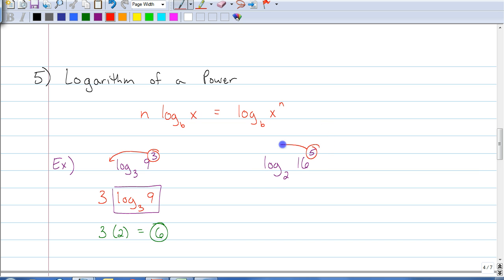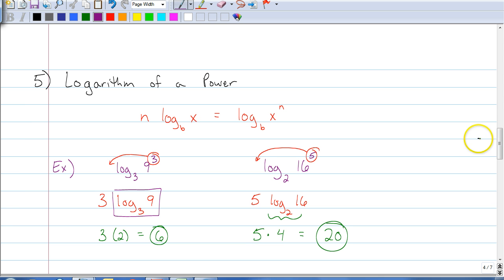So here's what you should have done. You should have taken this 5 and parked it out in front. So it would be 5 times log base 2 of 16. Log base 2 of 16, that piece there, simplifies to be 4 because 2 to the 4th power is 16. And 5 times 4 gives you 20. So again, easy problem to do without a calculator when you know this theorem.